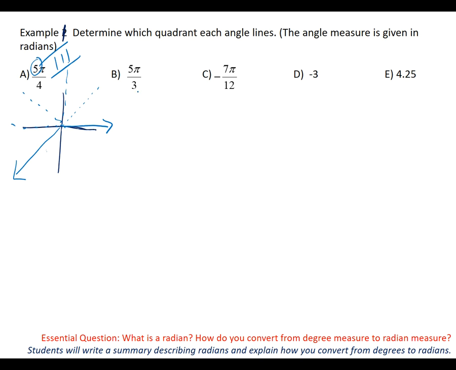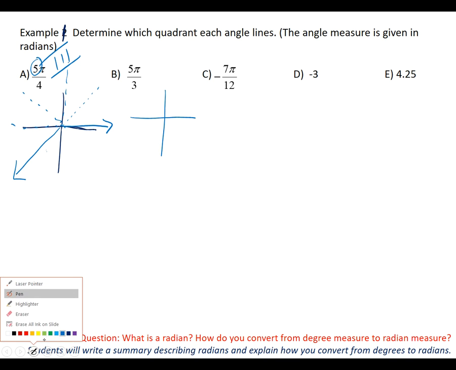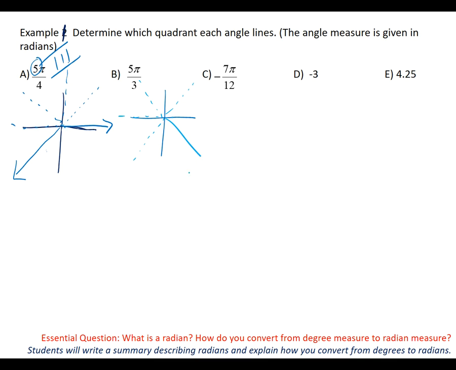Now I have to determine where 5 pi over 3 lands. Draw my little sketch again. How many am I dividing it into this time? 3, because that's what the denominator says. So I've got 1 pi over 3, 2 pi over 3, 3 pi over 3. I have to keep going: 4 pi over 3, 5 pi over 3. What quadrant did I land in?